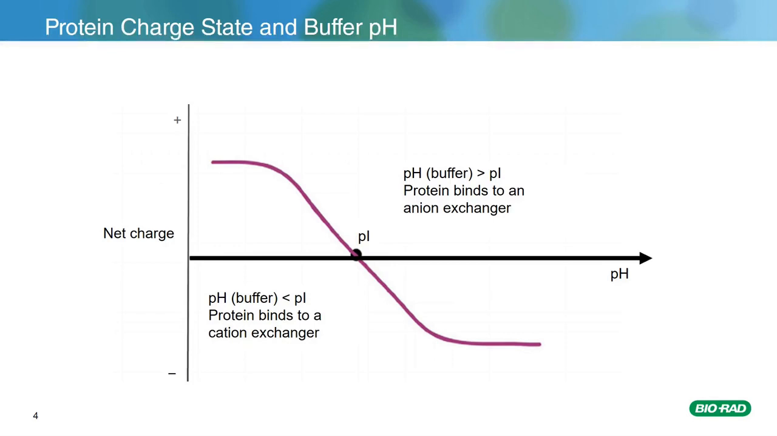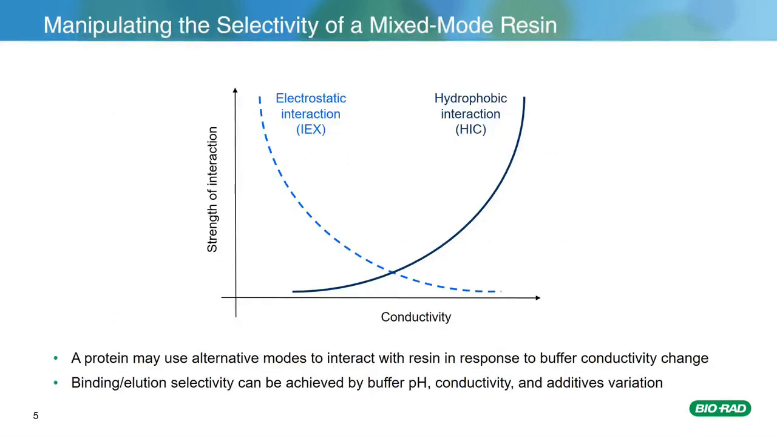For ion exchange chromatography, proteins are typically loaded onto a column at low conductivity and then eluted by a high conductivity buffer. For a mixed-mode chromatography resin with both charge and hydrophobic functionalities, the effect of buffer is a little more complicated. When the buffer conductivity increases, the electrostatic interaction between proteins and the resin will be weakened. At the same time, the hydrophobic interaction could be enhanced. A protein may use alternative modes to interact with the resin in response to buffer conductivity change.